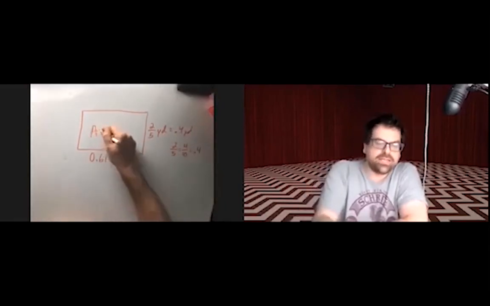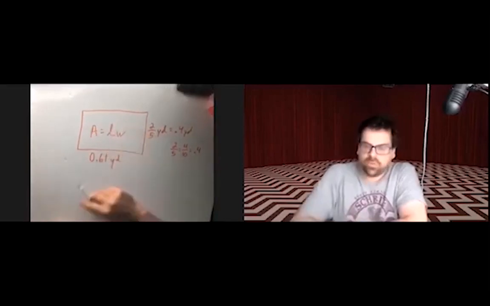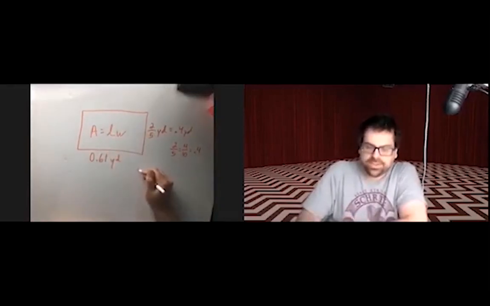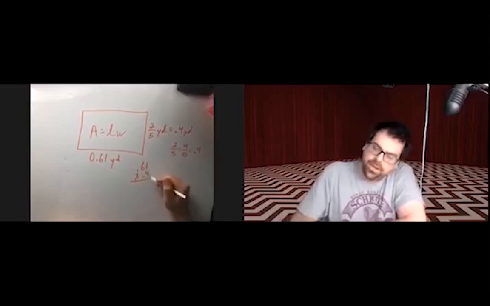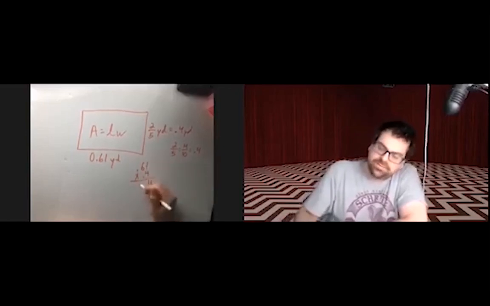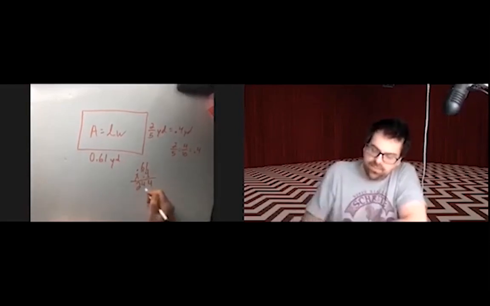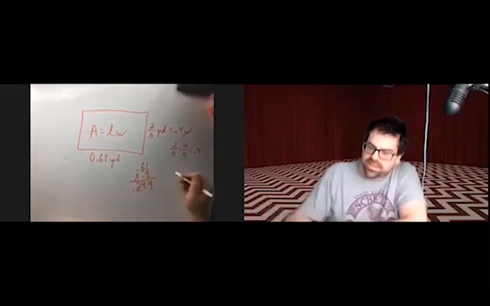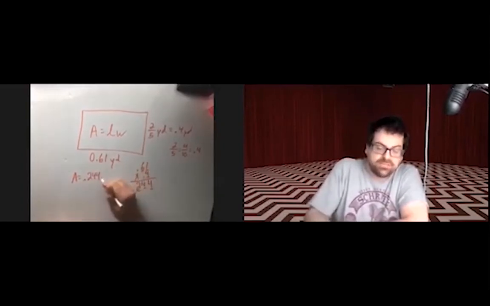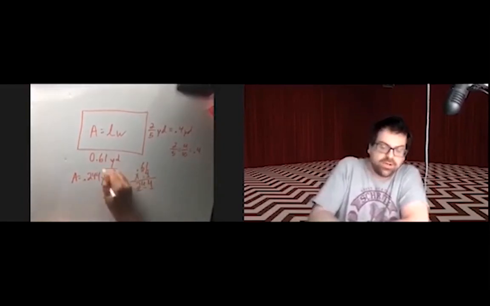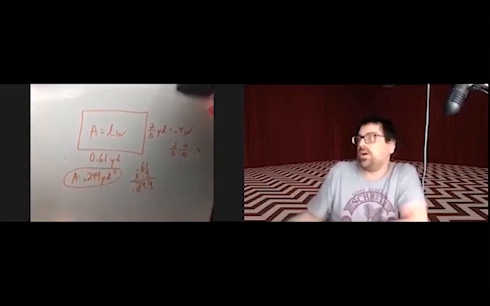The area of a rectangle is length times width. 0.61 times 0.4. See, they don't line up. 4 times 1 is 4. 4 times 6 is 24. 1, 2, 3 spaces past decimal points means our answer, the area, is 0.244 yards times yards, yards squared, or square yards.